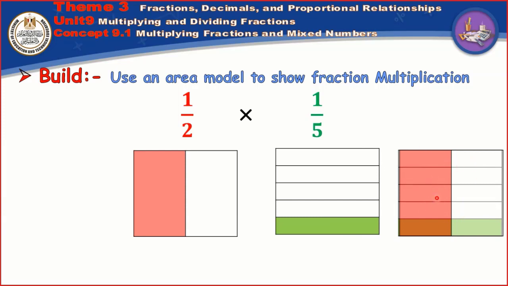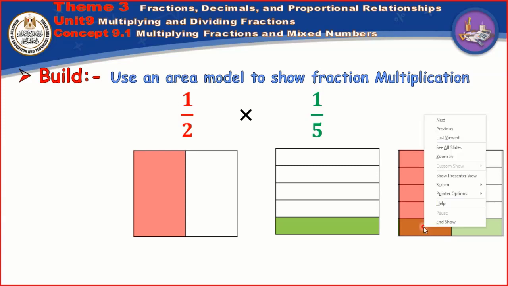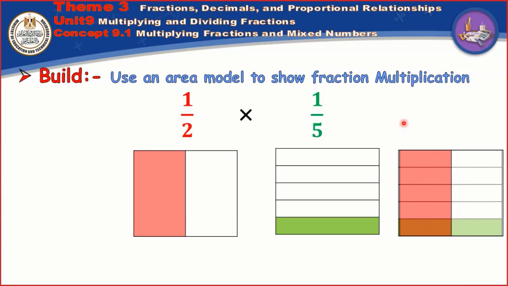Five, 10 parts. How many parts are dark shaded? Where is the answer in the area model? The shaded part between the two models, where is it? Here. So, 1 over what? 1 over 2 times 5 equals 10. Okay, now we use the area model to find the answer.